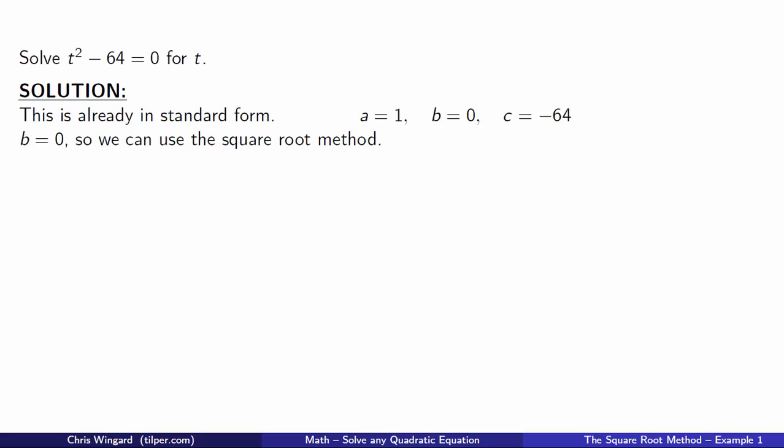So since b is 0, that means we can use the square root method, so we just want to verify that real quick. So that's going to work, that's great. So let's go ahead and do it. t squared minus 64 is 0. And now we add 64 to both sides because remember, we want to get the variable squared all by itself on one side.